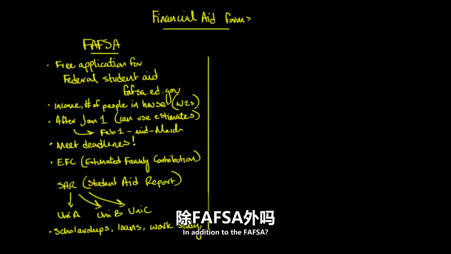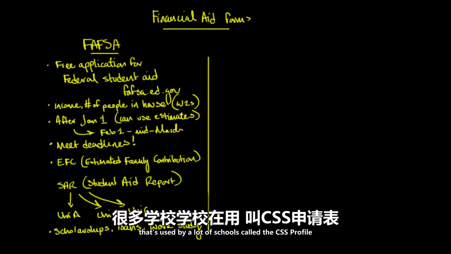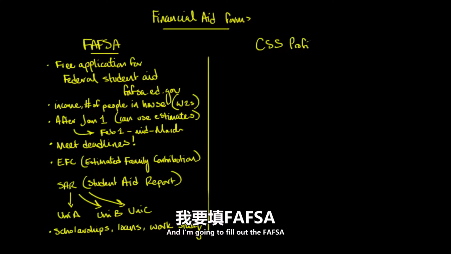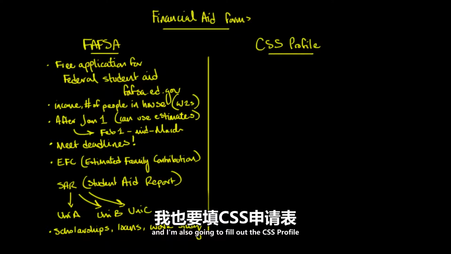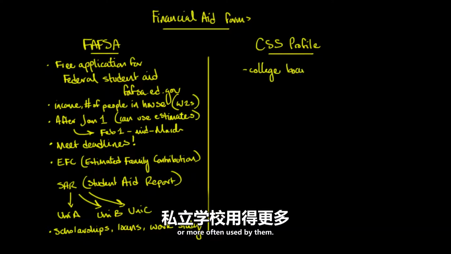And that's in addition to the FAFSA? In addition. And there's another form out there that's used by a lot of schools called the CSS profile. Okay. And that can be found on the College Board website. And the CSS profile, I'm going to fill out the FAFSA, I'm also going to fill out the CSS profile, and that's going specifically to private schools? Or it's more often used by private schools, more often, correct.